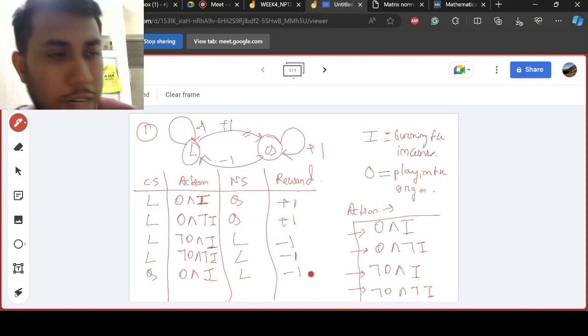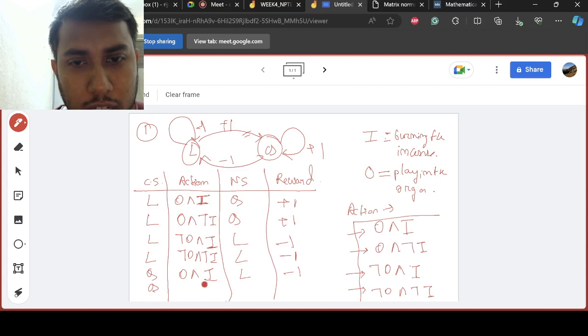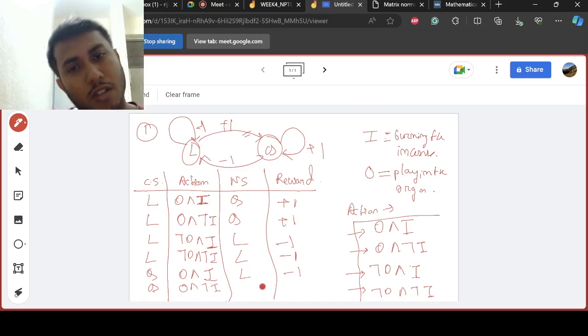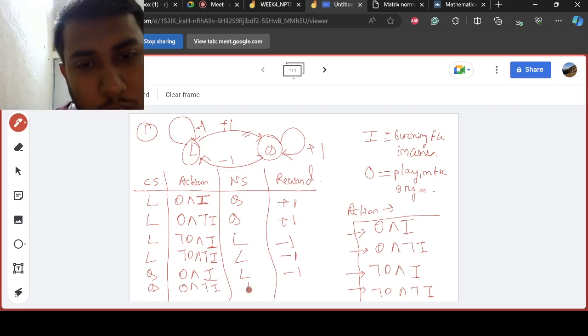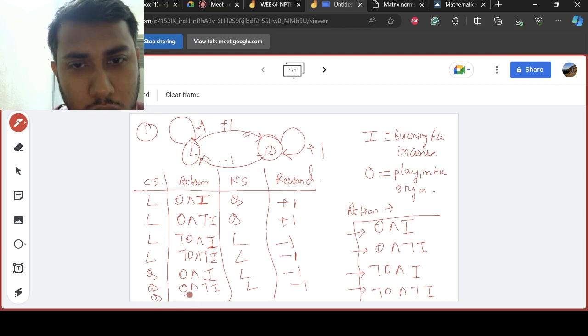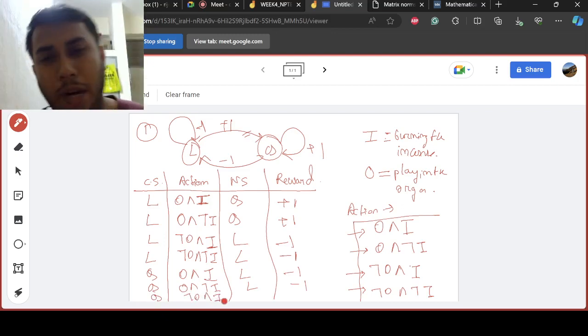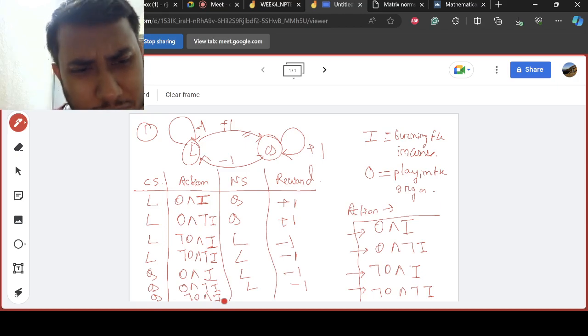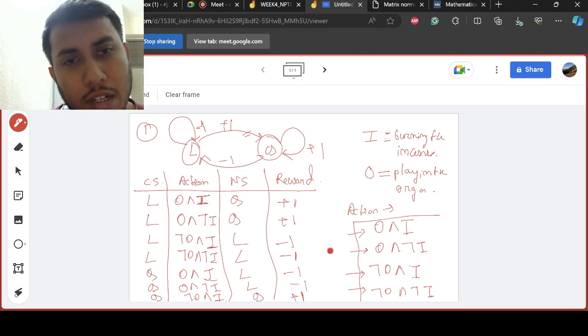Okay, so similarly, you are at quiet state and you perform this action: you are playing the music and not burning the incense. Playing the music at quiet state will always lead you to laughter state. So again -1. Then Q, not O and I, that is, you are burning the incense but not playing the organ. So that will keep you at Q state with +1.